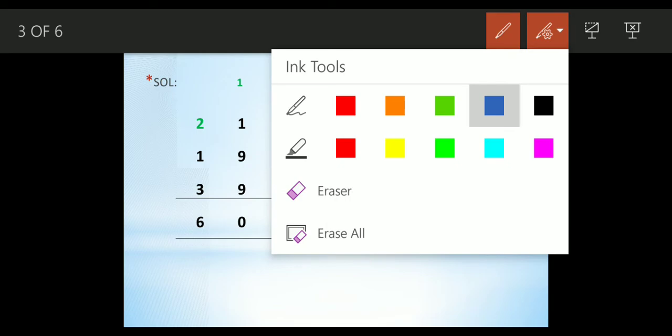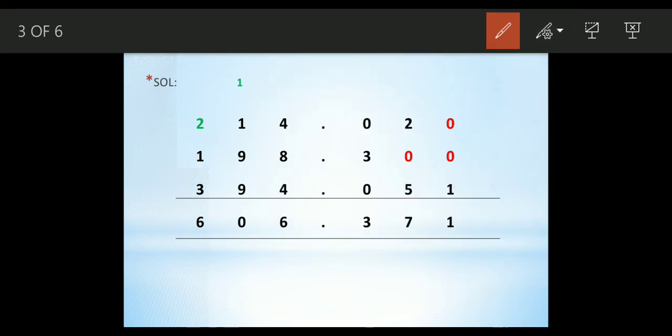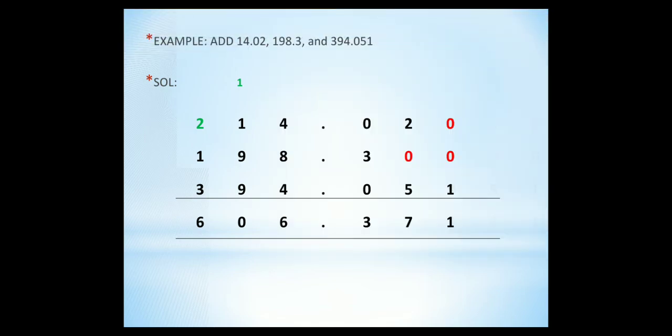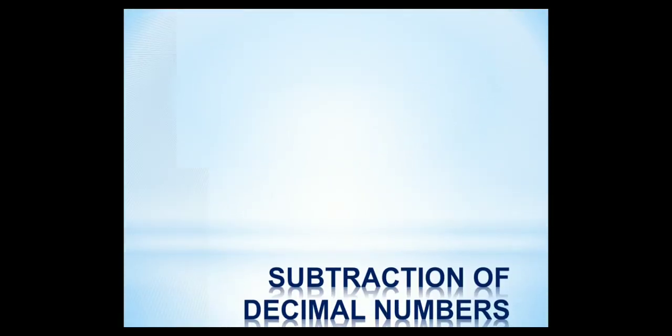Okay, so that's what I said. You should not write like that. So tens should be written in tens value, hundredths value should be written in hundredths value. Clear? Fine. So this is how you add decimal numbers. Clear? Fine. So now we'll go for subtraction.